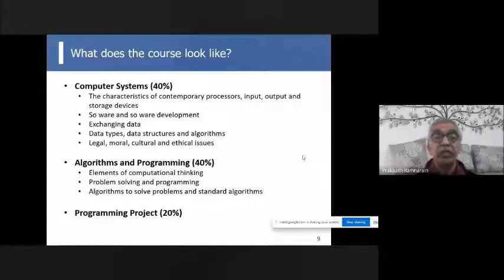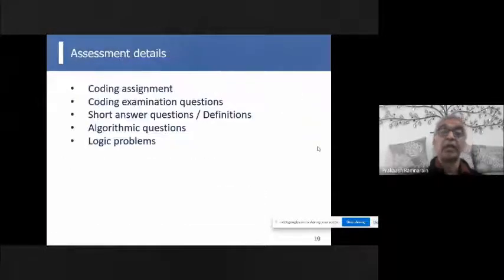For paper 2, which covers algorithms and programming, again, it counts for a further 40%. We look at elements of computational thinking, problem solving, and programming, and algorithms to solve problems, and standard algorithms as well. And then the programming project, which is done by the student and internally assessed and then externally moderated, counts for 20%, and overall we get a particular grade at the end of year 13.